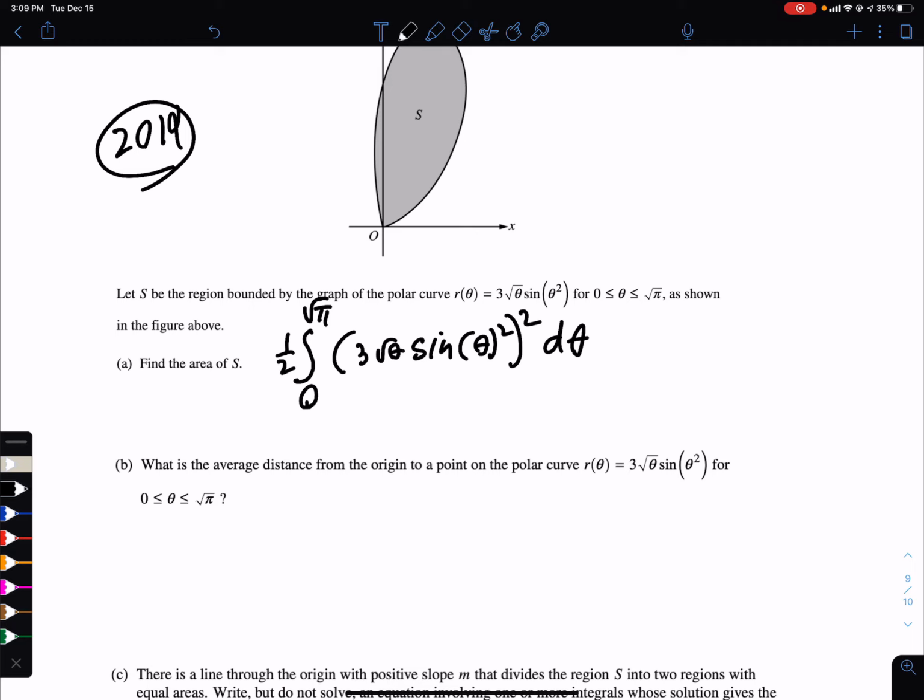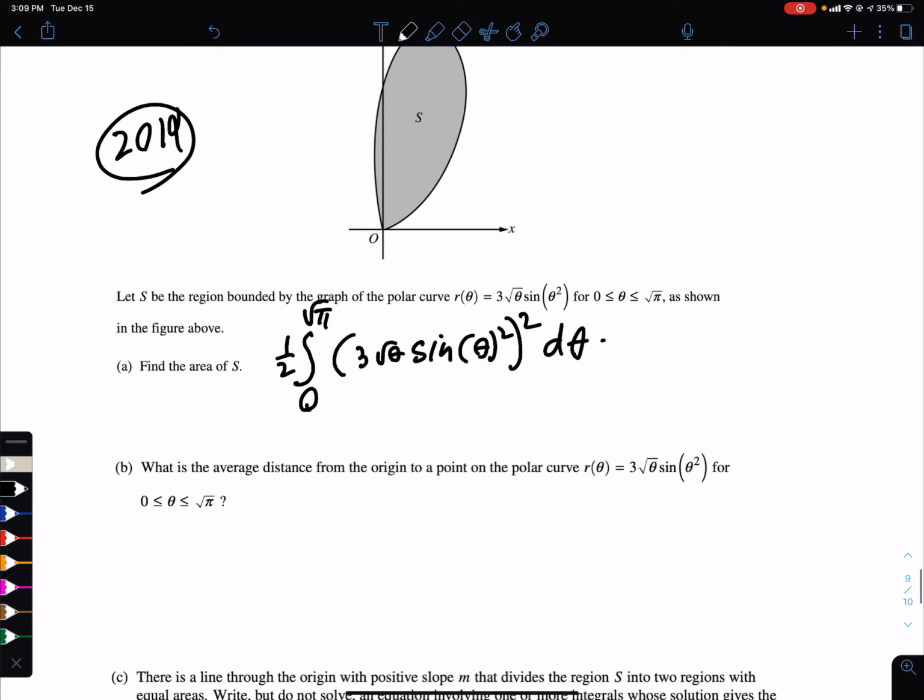So that comes out to be, if you work this out, about 3.534. That's the area of S.